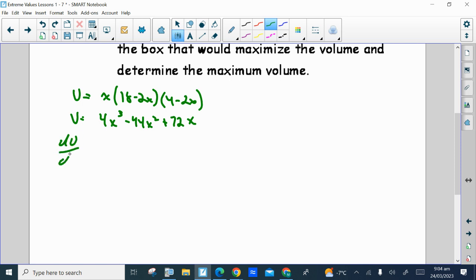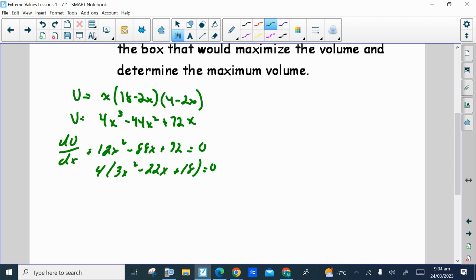And then the derivative, dV/dx, will be 12x squared minus 88x plus 72. And again, we want to know where that equals 0. So again, there is a common factor here, a common factor of 4. But the issue now is that that quadratic that's inside the brackets actually cannot be factored.